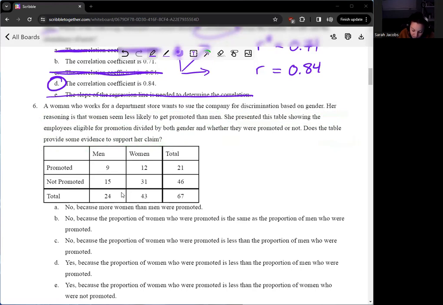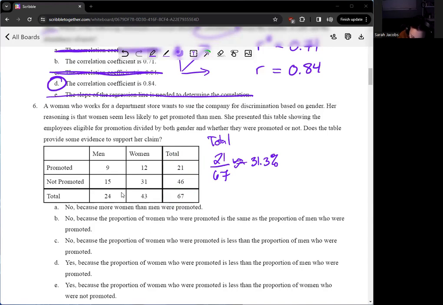So if promotion is not independent from gender, then the total promotions won't match. So what I mean by that is the total promotions, we had 21 out of 67. So this was total. And as a decimal, that's about 31.3%.